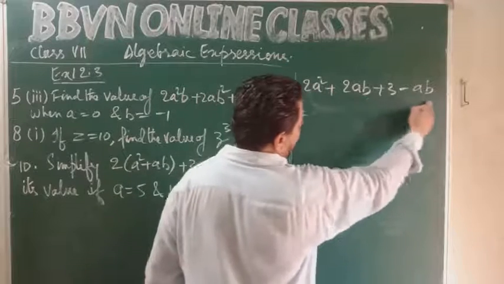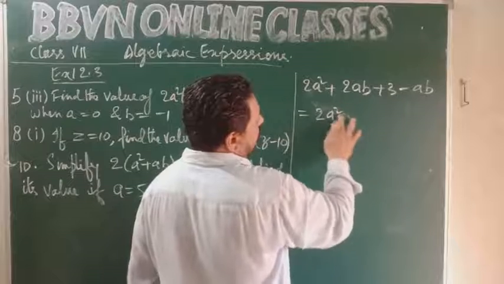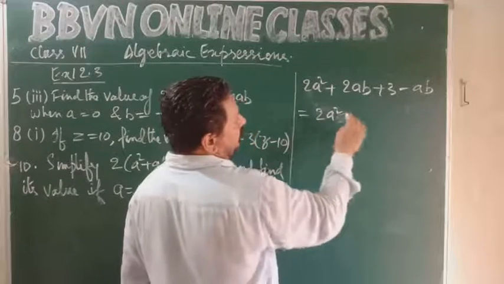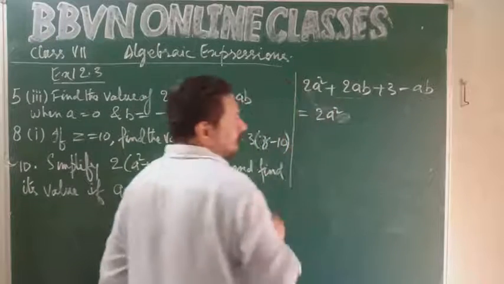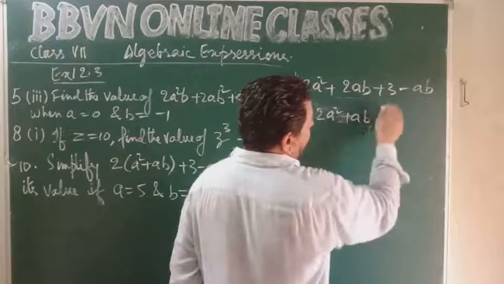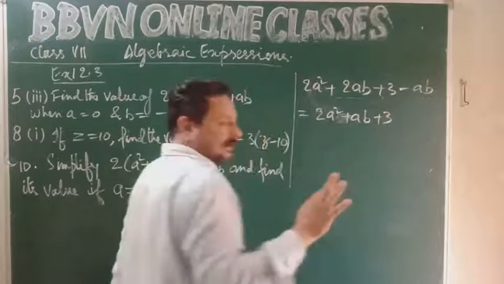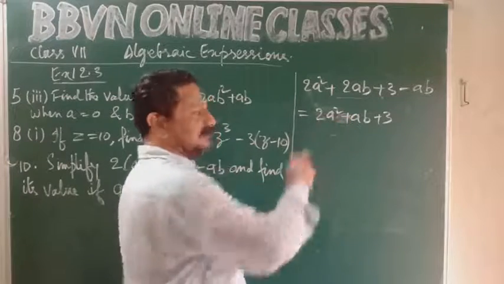Is there any term of a square? No. So 2a square. Next you have, don't write plus or minus, we don't know what we are going to get. 2ab. Any other term of ab? Yes, minus ab. 2ab minus ab is positive ab. Then constant plus 3. There is no other term left. So we have simplified. This is the simplest form of this expression.